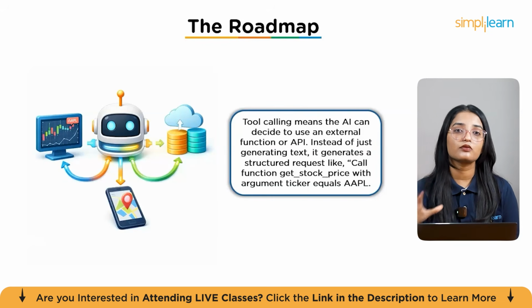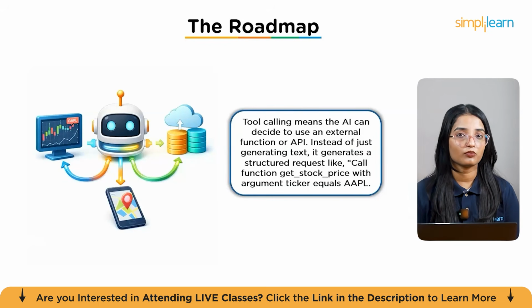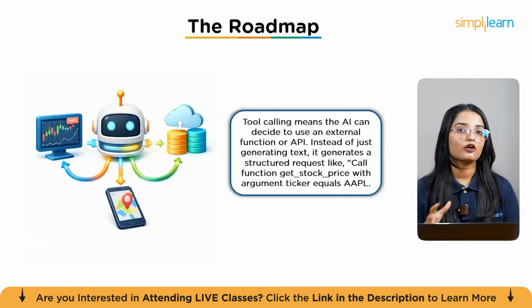Now your system executes that function, it returns the result to the model, and the model continues reasoning. This creates a loop: think, call tool, get result, think again, act. This is the foundation of true agent behavior.